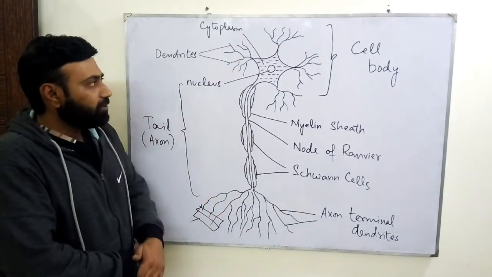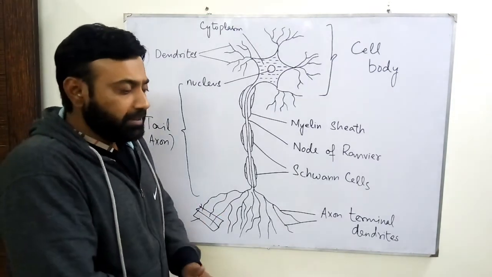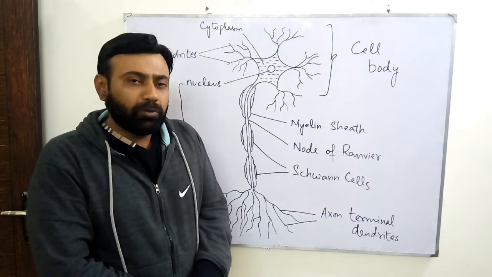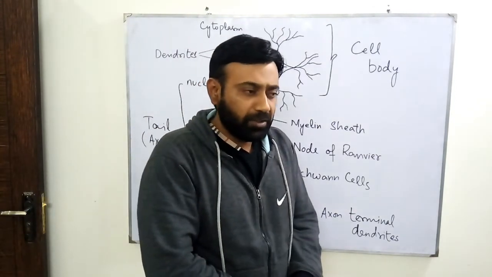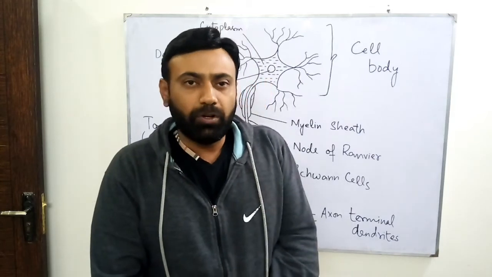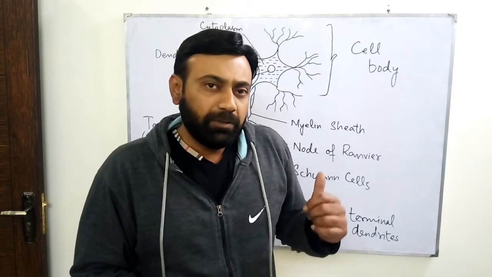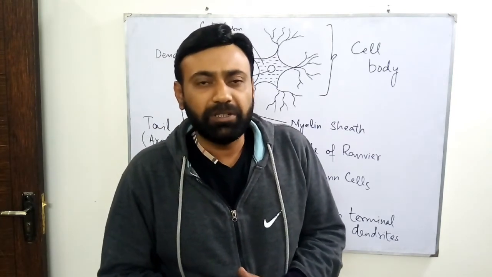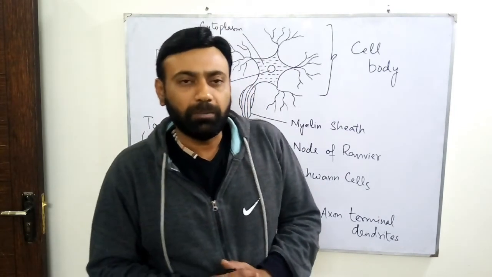So this is the structure of a motor neuron, and these are the functions of the parts of a motor neuron. I will soon upload a video about the structure of other two types of neurons, the relay neuron and sensory neuron, and how they differ from a motor neuron. But this is very important because many times in Cambridge examination, the structure of motor neurons has shown up.